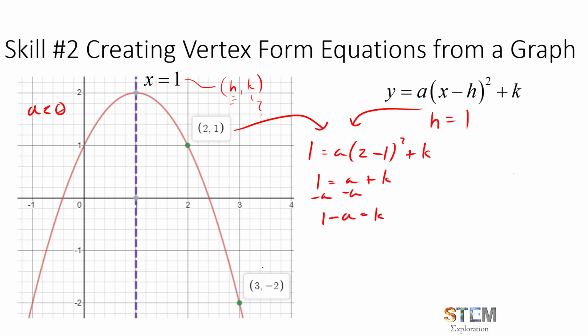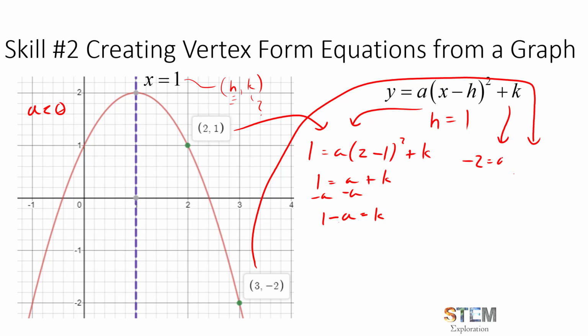Now I'm going to do the same thing with 3, 2. Right, but I'm going to take 3, 2 and kind of loop it around here and combine it with this. And what I'm going to get here is negative 2 is equal to a times 3 minus 1 squared plus k.